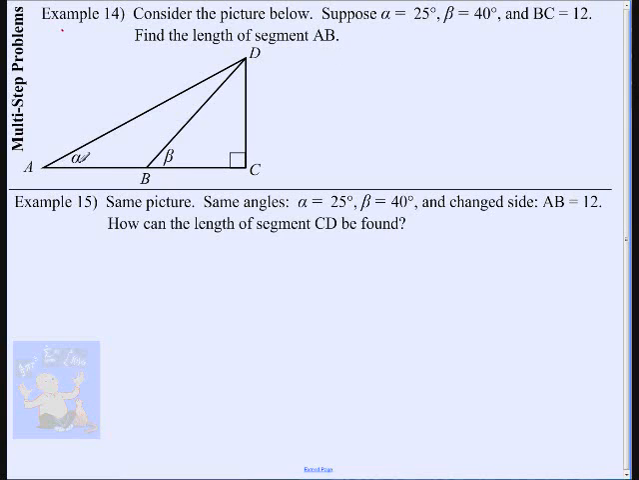We have alpha, which is known. It's 25 degrees. And beta, which is also known at 40 degrees. And this length, BC. And we want to find the length of AB. So the length we're interested in learning is right here.